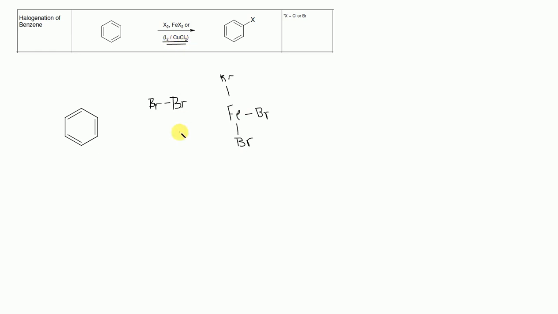So what happens is our bromine begins to associate with the FeBr3. So one of our bromines is going to come and attack the iron, right? And so when it does that, we get something like this.